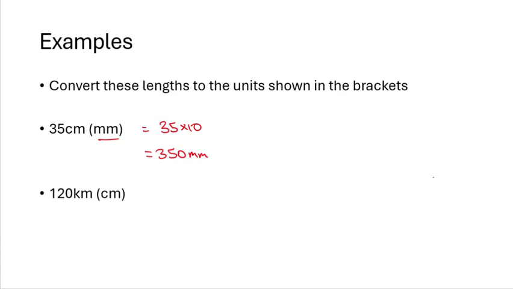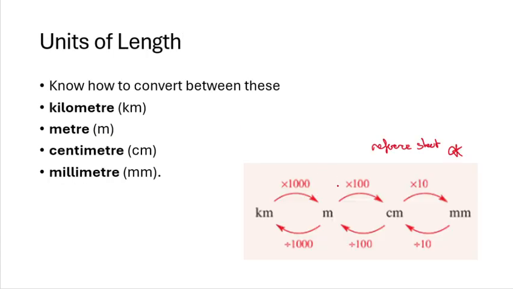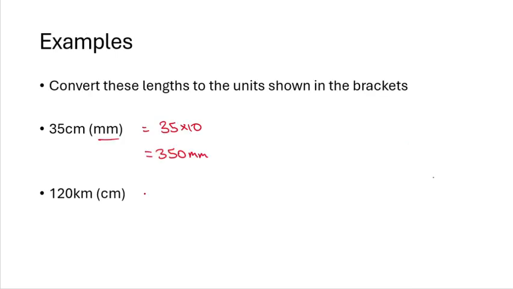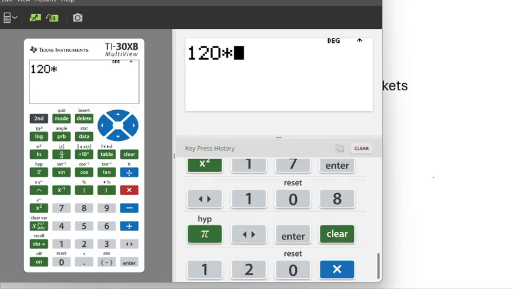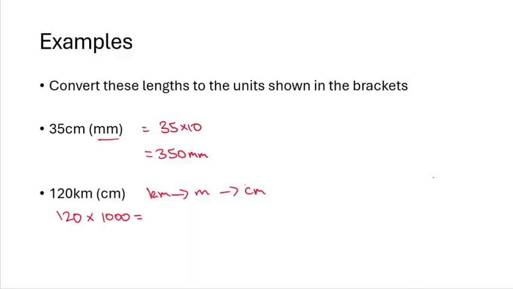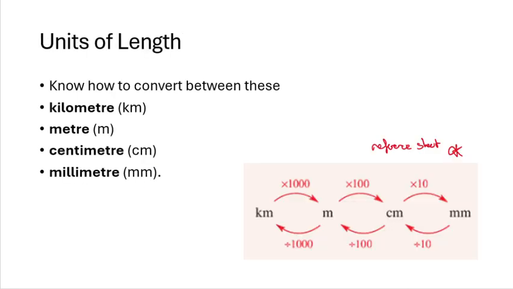Now I have 120 kilometers to centimeters. As you can see, I need to apply the conversion twice. I need to go from kilometers to meters first, and then meters to centimeters. So let's start off with the first conversion. 120 times 1000 to get to meters. If you type this up in your calculator, 120 times 1000 is just 120,000 meters. And now to go from meters to centimeters, I multiply by 100.